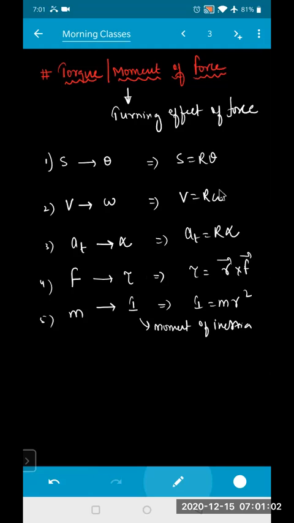So these are some of the formulas you should always have at hand. These are your linear motion equations, and this one is circular motion. These are your circular motion relations or rotational mechanics relations. Okay?